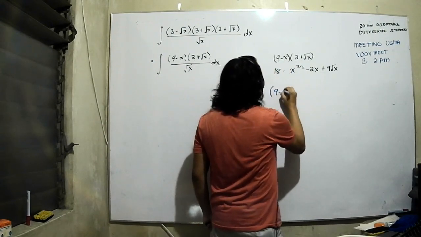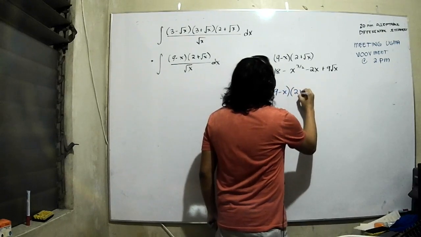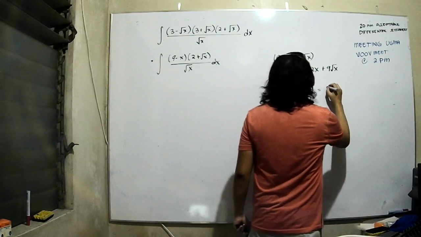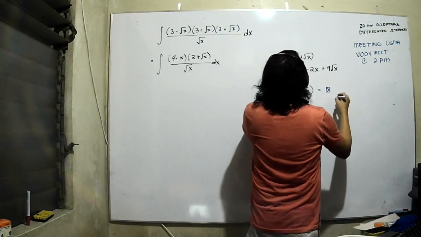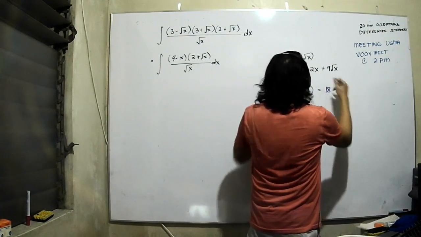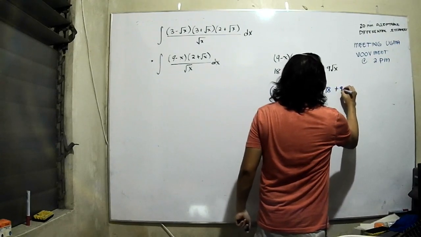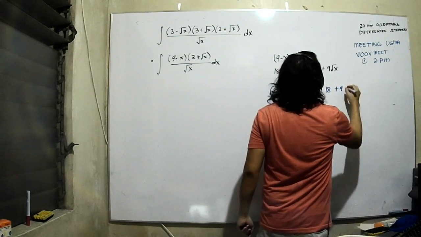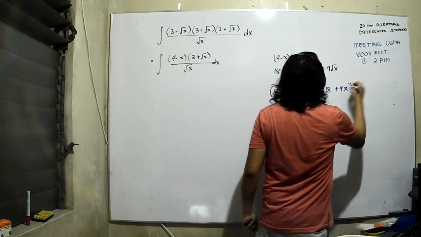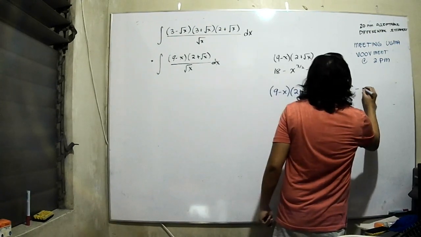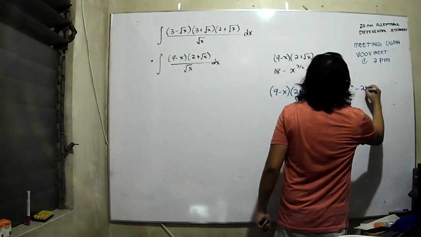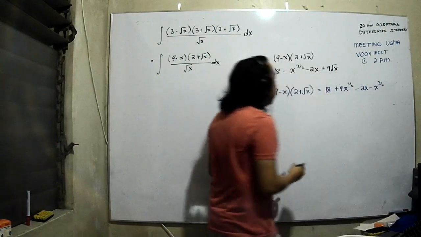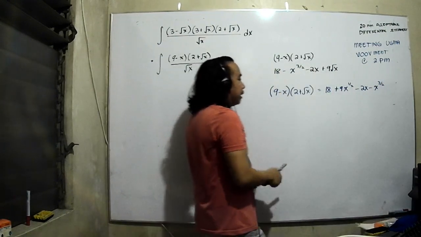This is (9 minus x)(2 plus square root of x), supposedly equal to 18. I will shade this group here so we don't get confused. Converting the square root of x to the power of 1 half, then minus 2x minus x to the power of 3 halves. Okay, so let's try.